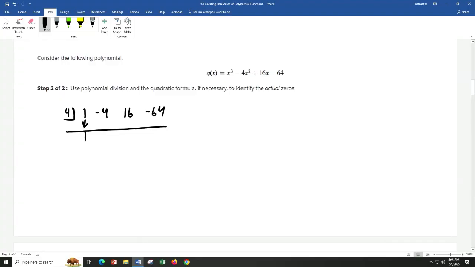Diagonally, we do what? Multiply. We do what vertically? Add. So 1 times 4 is 4. That's going to turn into a 0. 0 times 4 is 0. Bring down the 16. 16 times 4 is 64. And how do I know for a fact this is a factor? What do I have to see? A 0 right there. That means that this 4 is a factor.